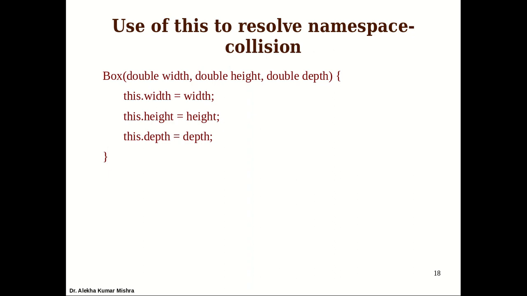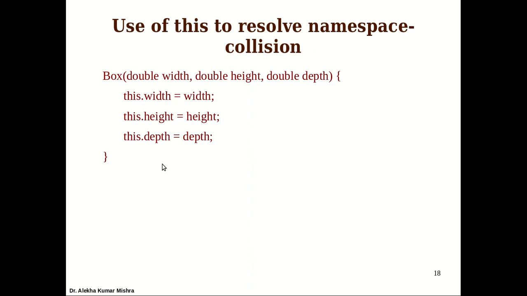This was a pointer in C++, but here this is a keyword. We can simply use this.width to represent that we are referring to the width data field of the current object, the object which has invoked this method, and likewise the height of this object. So it clearly distinguishes that the right-hand values, width, height and depth, are the arguments, and the left-hand values are the data members of the object which has invoked this. This is the use of this.